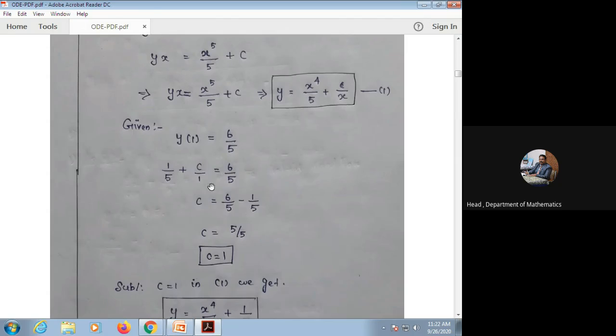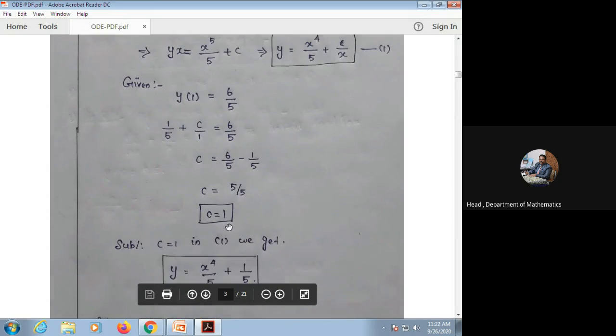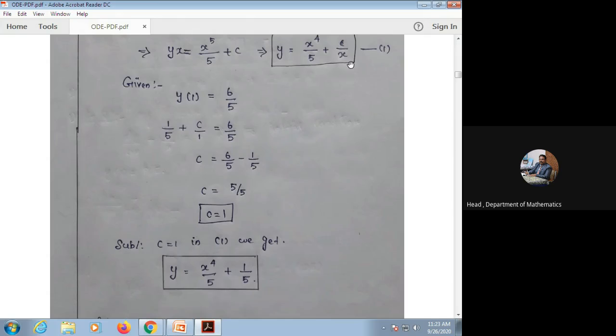How to calculate c value in this equation? Therefore, c equal to, here 6 by 5 is there. Take 1 by 5 to the right hand side, therefore minus 1 by 5. Therefore, c equal to, simplifying, 6 minus 1 is 5 divided by 5. Therefore, we get c equal to 1. Substitute c equal to 1 in equation number 1, we get the final solution, y equal to x power 4 by 5 plus 1 by 5.